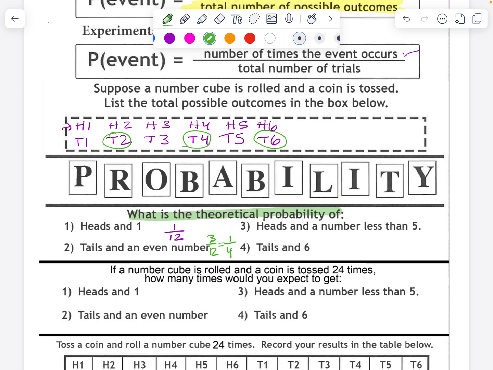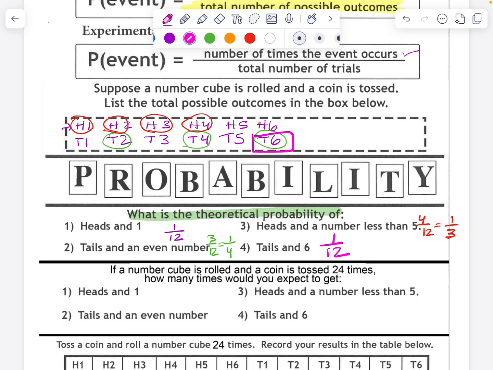What about heads and a number less than 5? Well, that could be this one, this one, this one, or this one. There's 4 of those out of 12, which is 1/3. And then tails and a 6. Tails and a 6 is just one right here. That's the theoretical probability. That's what you would expect. So if a number cube is rolled and a coin is tossed 24 times, how many times would you expect to get those same things we just listed?